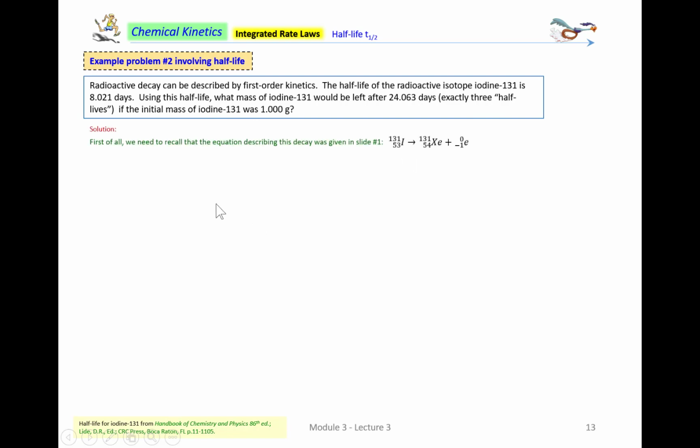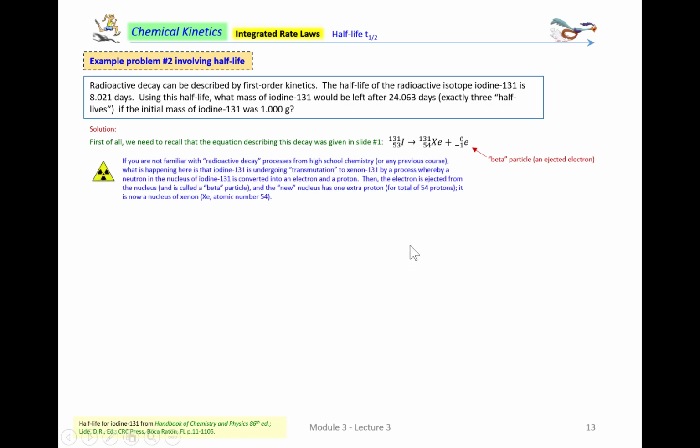Well, first of all, we need to recall that the equation describing this decay was given in the previous lecture. We have iodine-131, and 53 is the atomic number of iodine, the number of protons in the nucleus. 131 is the mass number. Iodine-131 can decay to xenon-54, mass number 131, and this results in the ejection of an electron, which we call a beta particle.